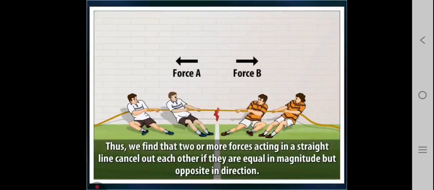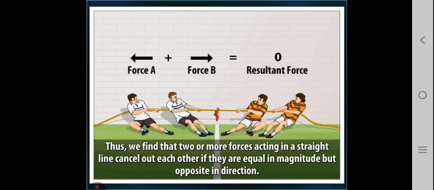Thus, we find that two or more forces acting in a straight line cancel out each other if they are equal in magnitude but opposite in direction. The resultant force in such a case is 0. Hence, there is no effect of motion of an object.